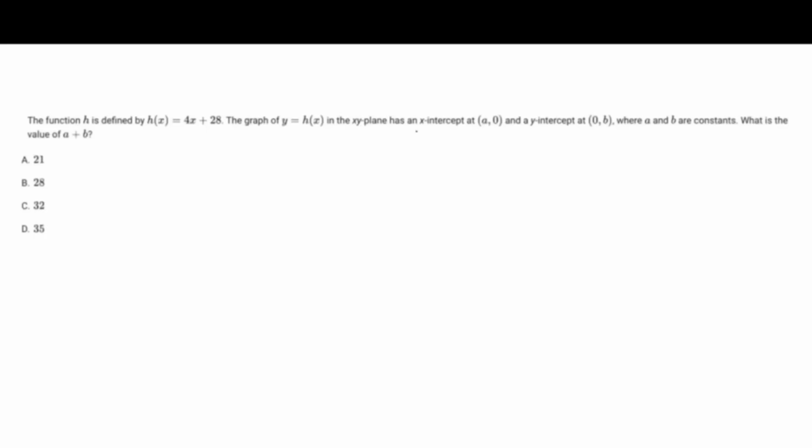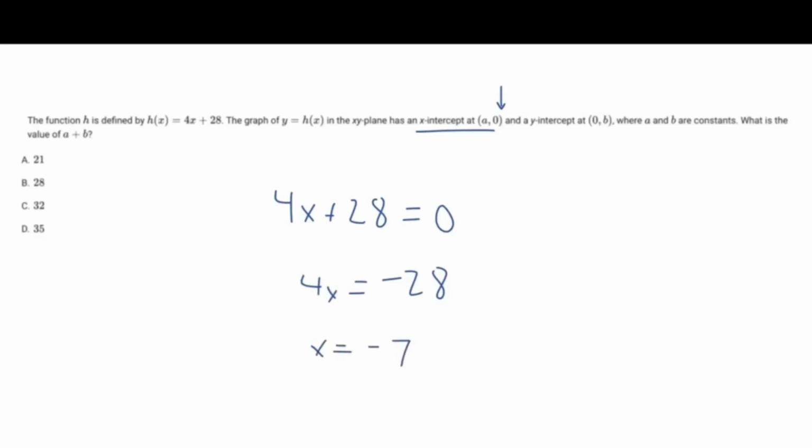All right, so first off, let's start off with that x-intercept, right? So the x-intercept, as you can pretty easily deduce from this, is what value of x will give you an output of y equals 0, right? So here we can just say 4x plus 28, which is going to be our h of x function, and we want to set this equal to 0 because we want the output to be 0. So here we can just subtract 28 on both sides, so we get negative 28 equals 4x. And then we'll divide both sides by 4 to isolate for x, and so we get x equals negative 7.